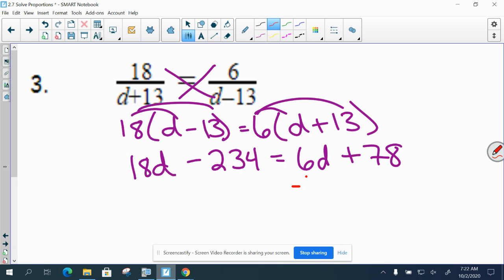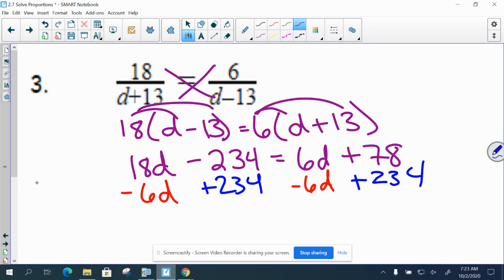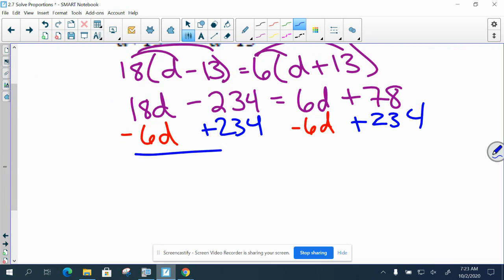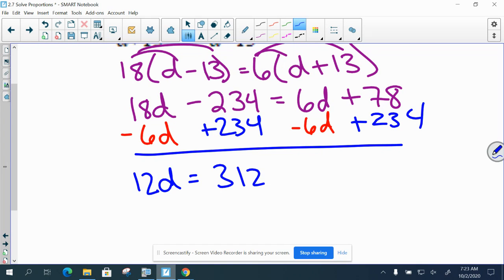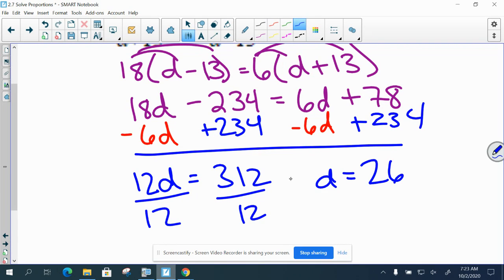All right, so let's combine some like terms here. Let's subtract the 6d. And I'm also going to add the 234 at the same time. Okay, so then you get 12d equals 78 plus 234 is 312. Divide by 12 on both sides. 312 divided by 12 is 26.